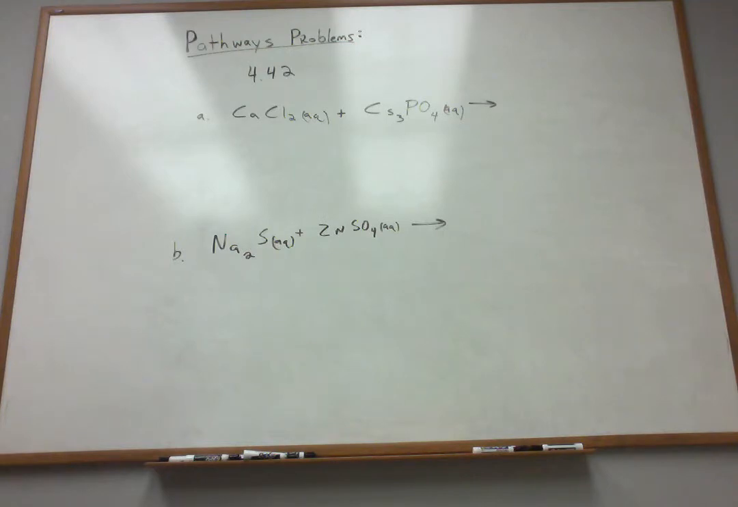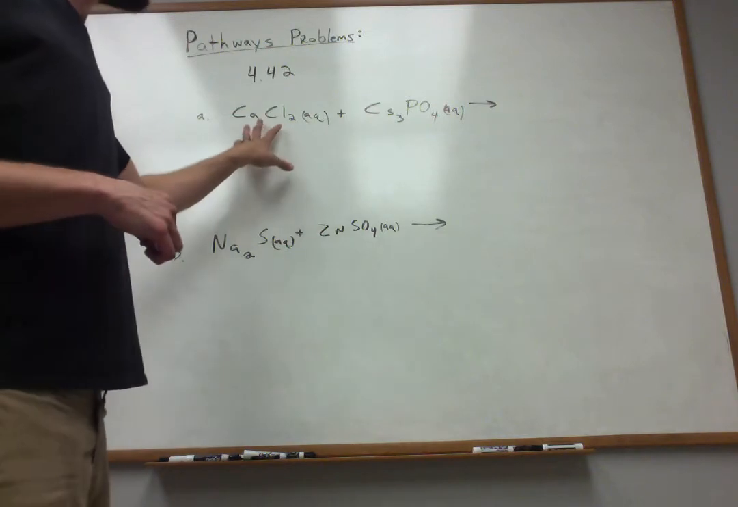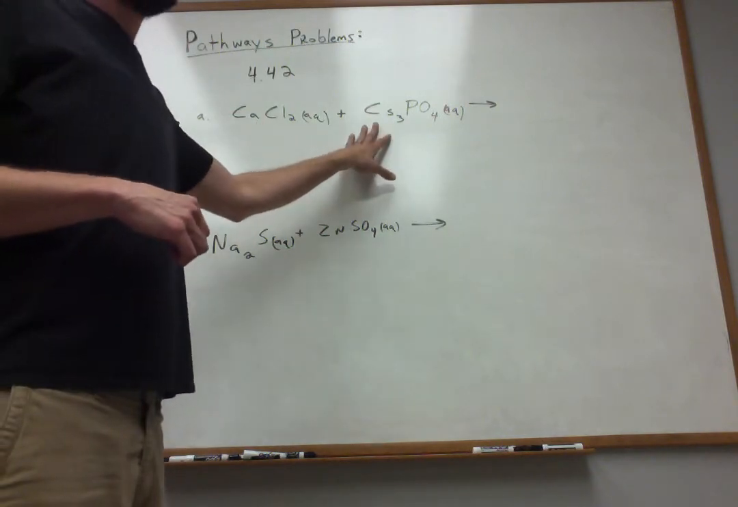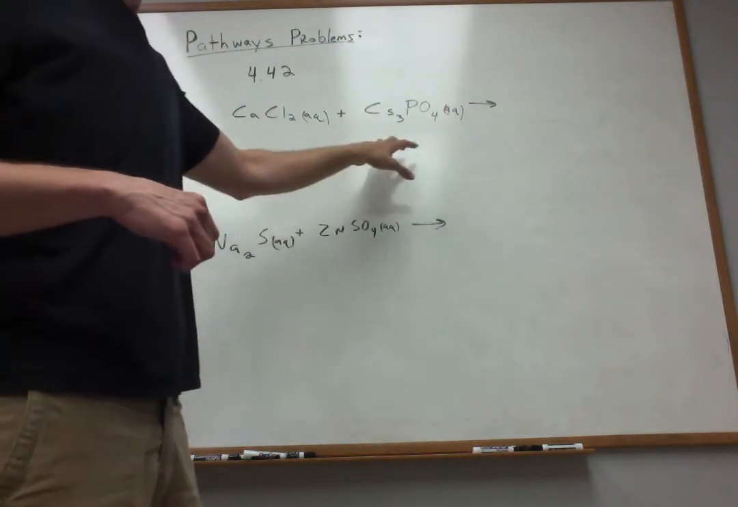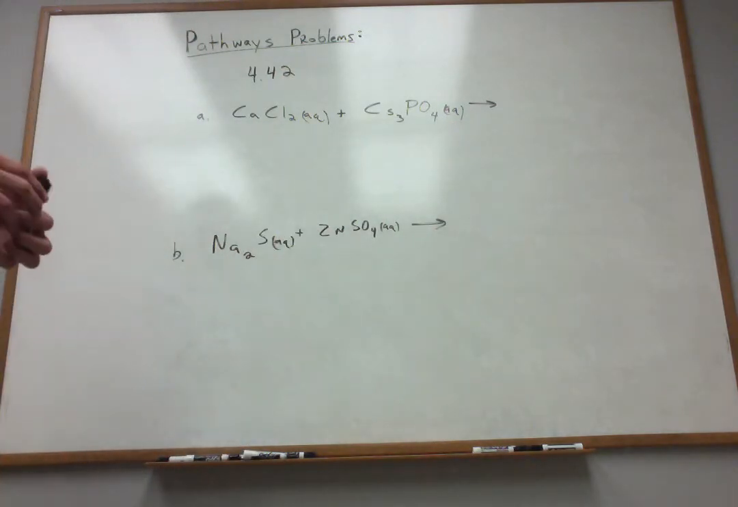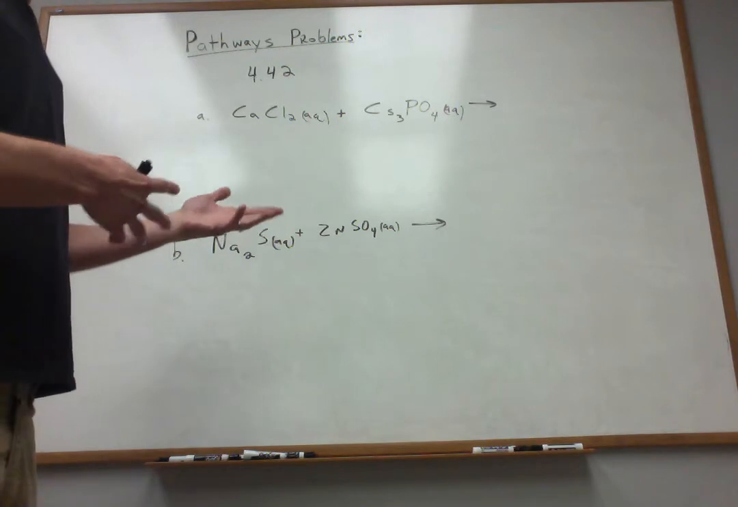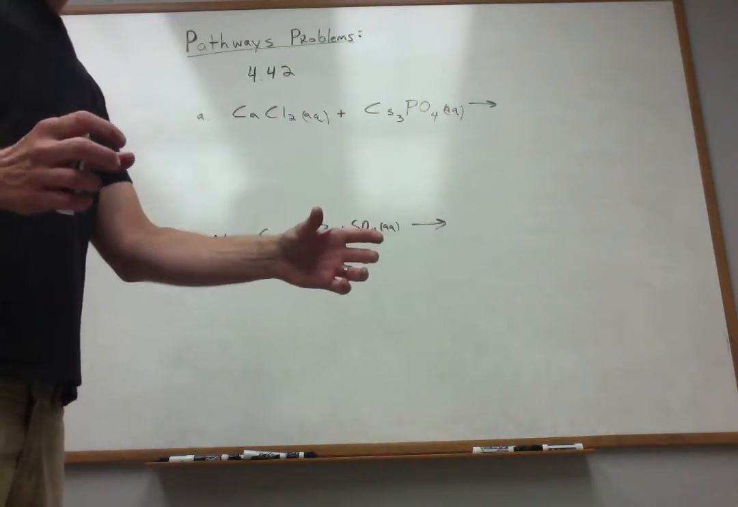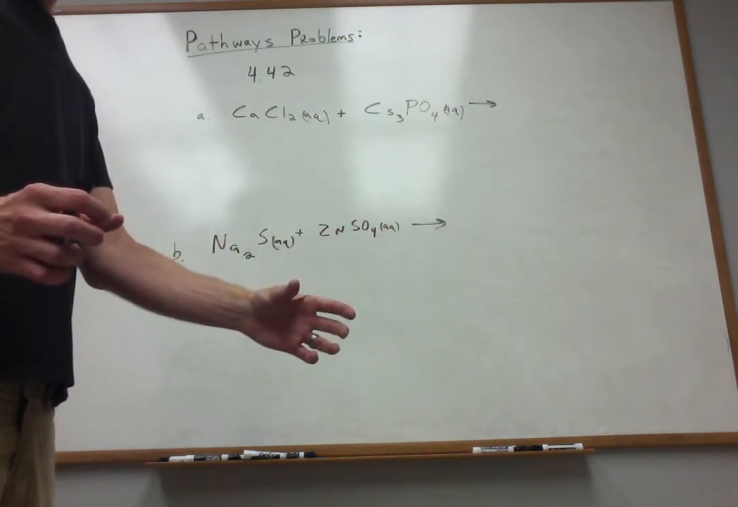So in part A, we have two things that are combined: calcium chloride and cesium phosphate. Notice both are aqueous solutions. Again, all of this precipitation chemistry always is in aqueous solutions. So if I was actually doing this in lab, I'd have two different beakers, both of them with water as the solvent.